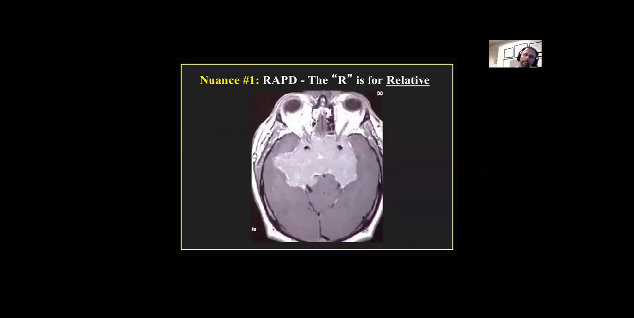And here's a good example of a patient who had no relative afferent pupillary defect. You can see both optic nerves coming back from the globes, and this very large, what turned out to be a huge pituitary tumor affecting both optic nerves symmetrically. So no relative afferent pupillary defect, but big problem.